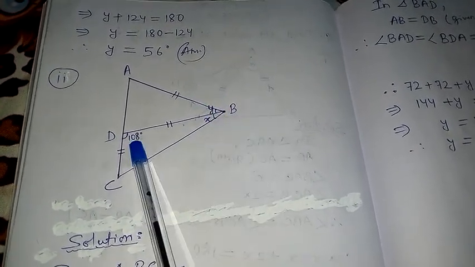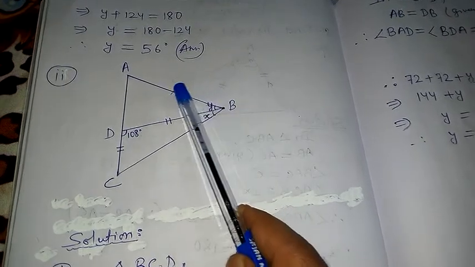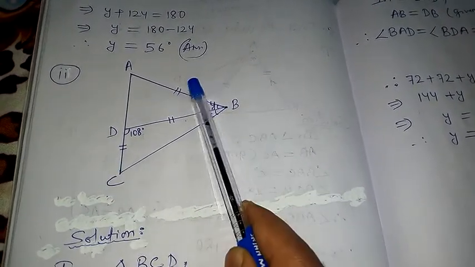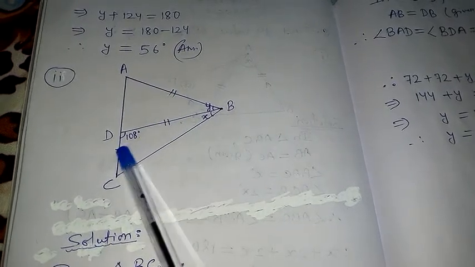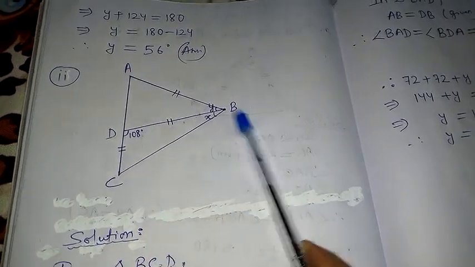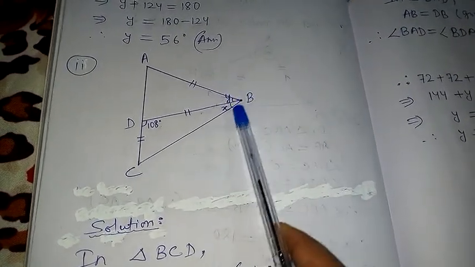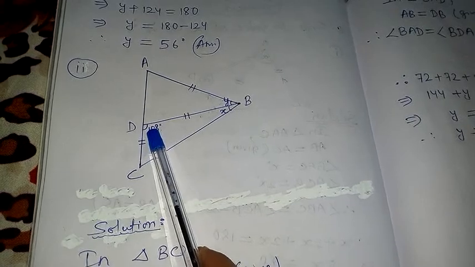These x and y, this is 108 degree. Here three sides are equal. AB is equal to DB equal to CD. You can see equal to, equal to, and equal to. That means these three sides are equal. So with this you can find the value of y and x, and here it is 108 degree.